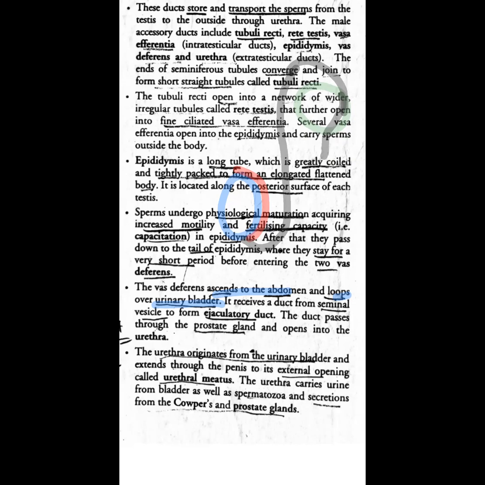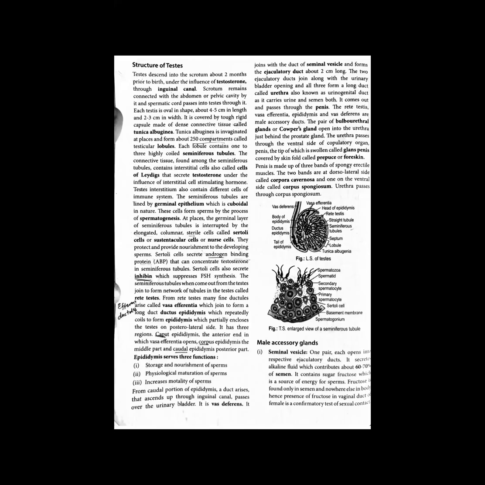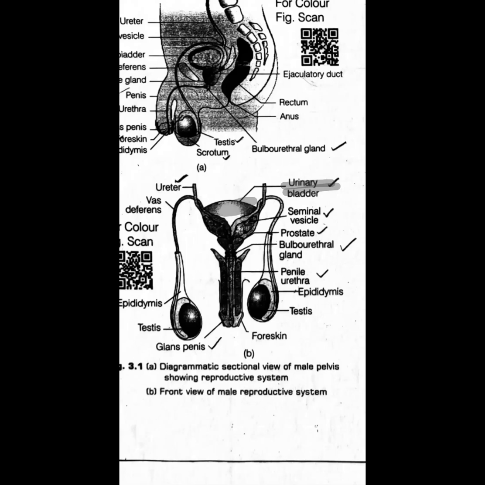Okay, so go back to the image of the male reproductive system. Can you see here? This is the urinary bladder. Can you see where the vas deferens is going to ascend? Ascend means going upward, overlapping the urinary bladder from above like this, and it is going to fuse with the urethra.